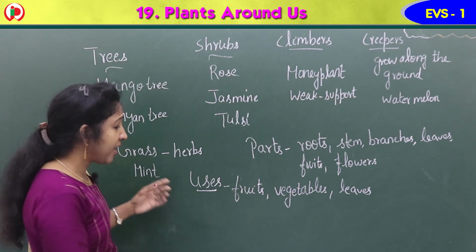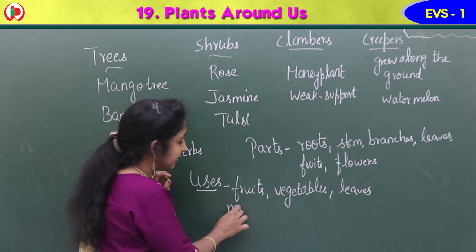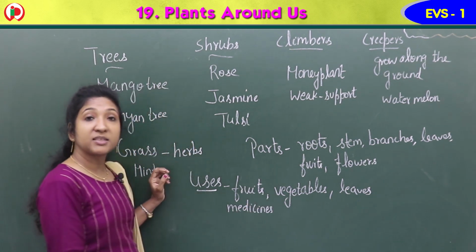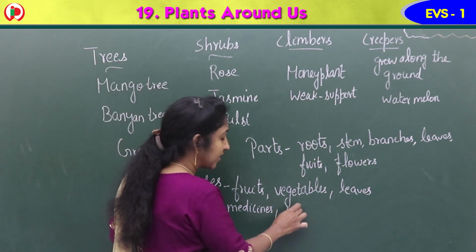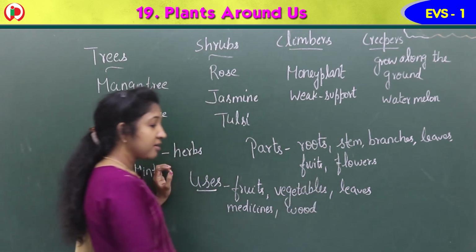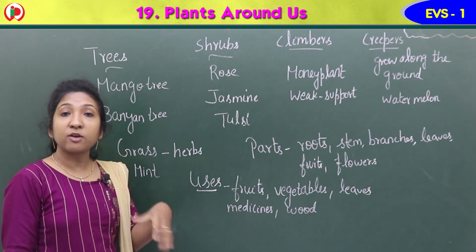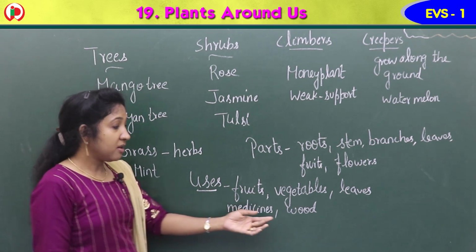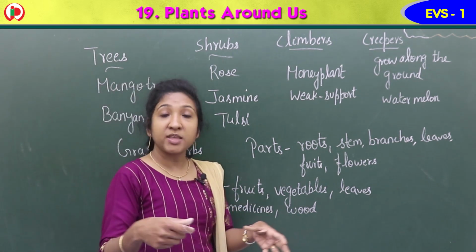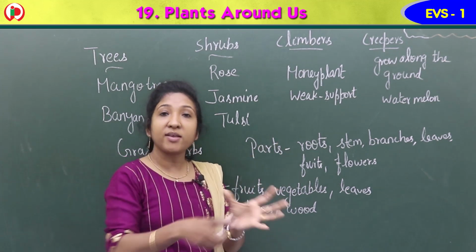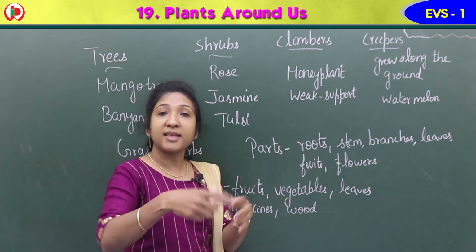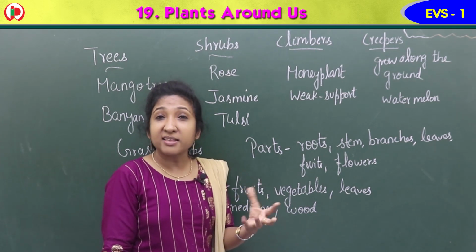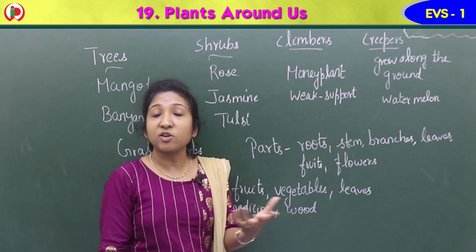Then some plants, some trees give us medicines. For example, tulsi, neem and others give us medicines. Plants or trees give us wood. In villages, using wood they cook food, isn't it? They light a fire with the wood, and upon that they keep the pots or vessels and cook. In villages there is no gas stove or gas cylinder like we have here.